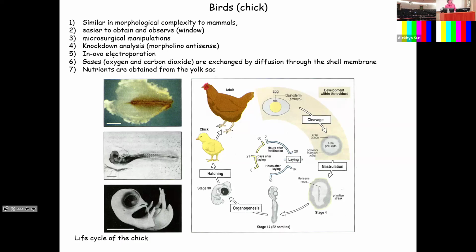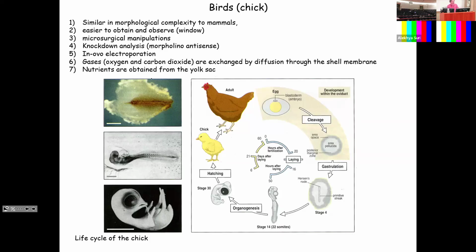However, you may not want to study, for example, respiration in the chick because the gases, the oxygen, don't come through the placenta, because there's no placenta, right? It's not a mammal. It comes from the air that diffuses through the shell and goes to the embryo. So there are processes that you can't study. For example, placental development. If I ask you, can we study placental development in the chick? What would be the answer? The answer is no, because there's no placenta, right?